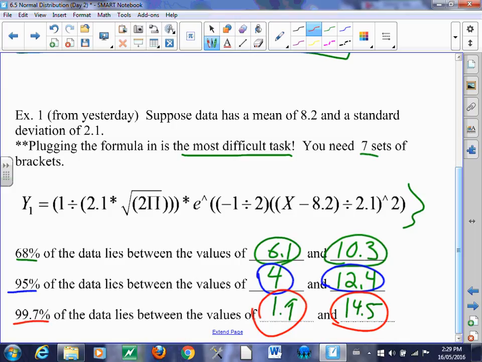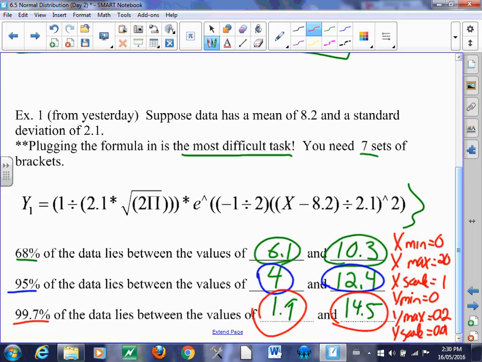Now, if you need help with the window on that, let me help you out. So x min equals 0, x max equals 20, x scale equals 1. Okay, y min equals 0, y max equals 0.2, and remember your y scale is the one you got to work on here. It's going to equal 0.01. Okay, so plugging those in, you should get around those percentages.